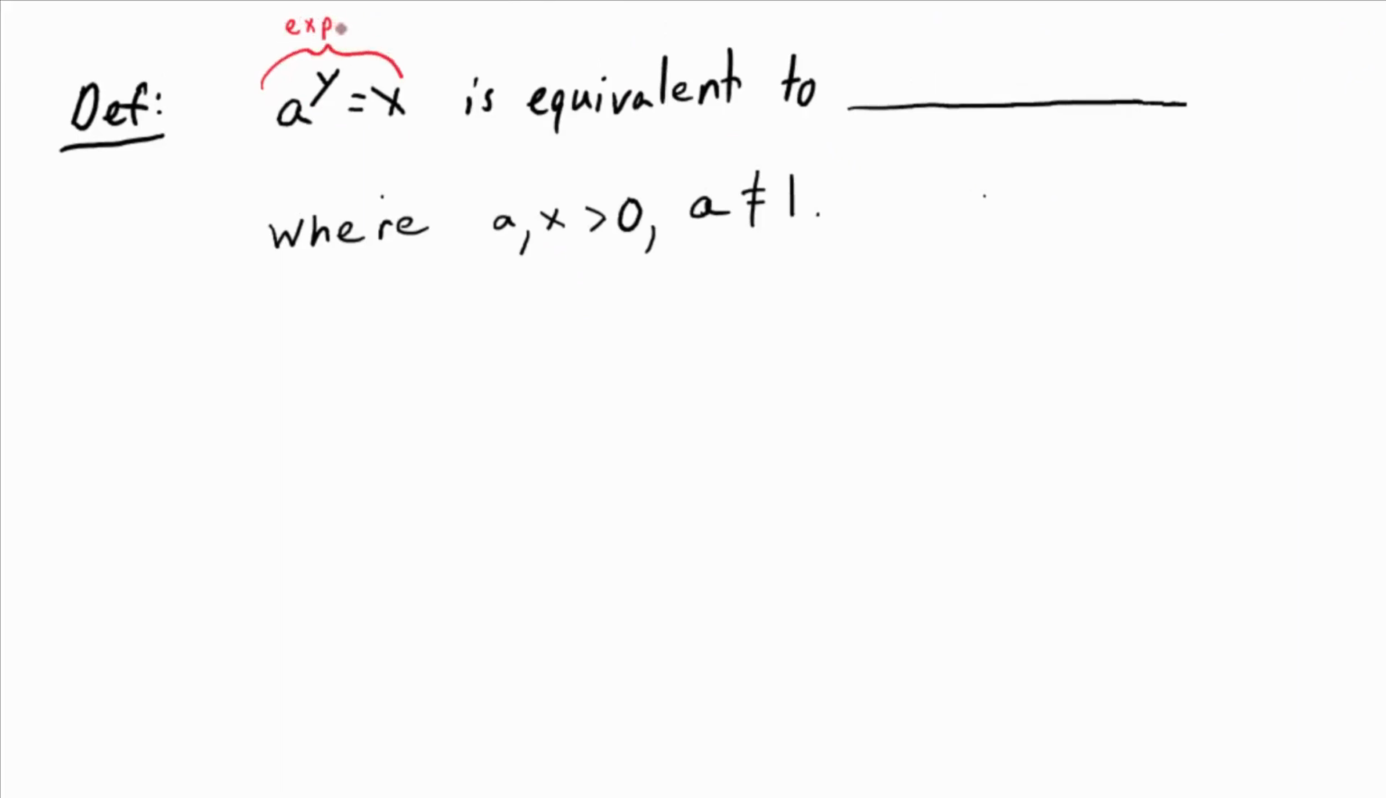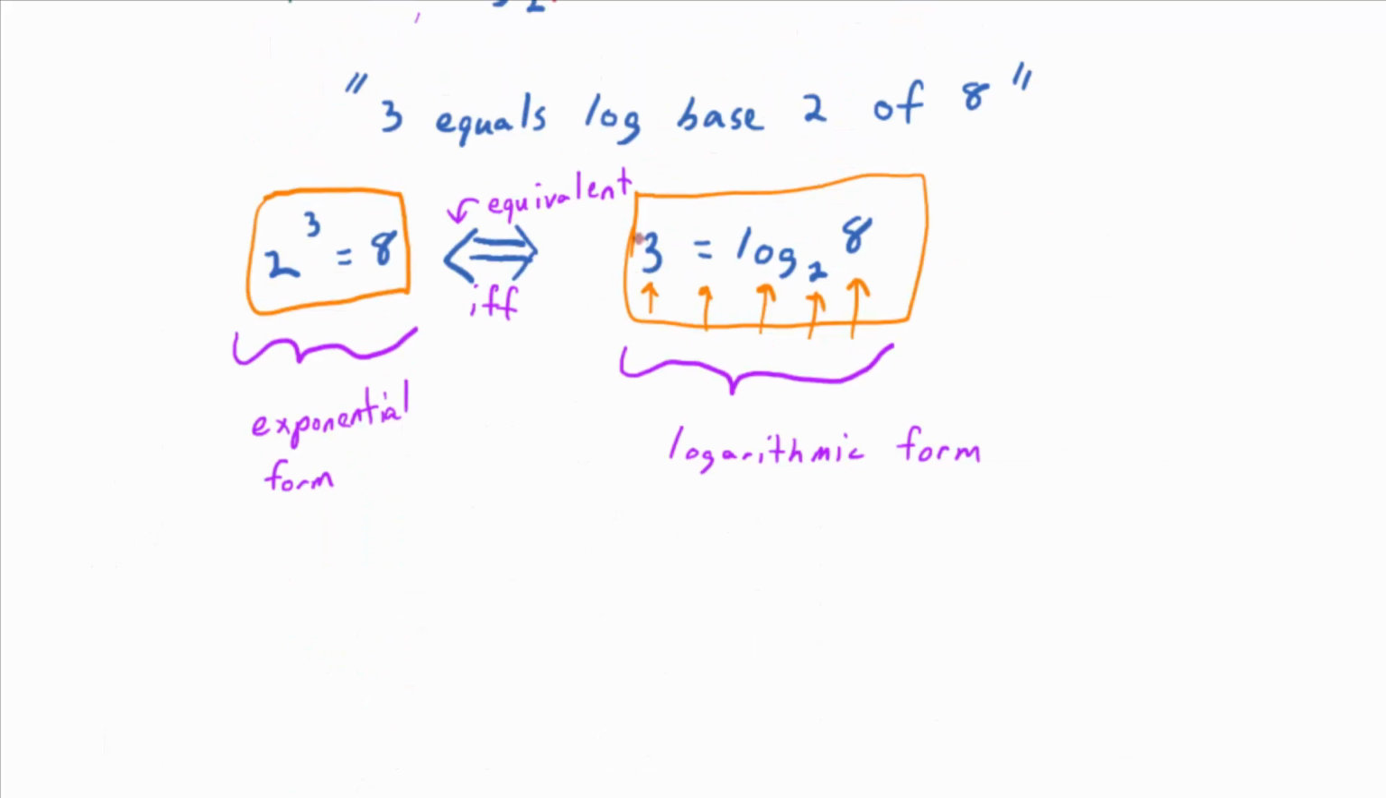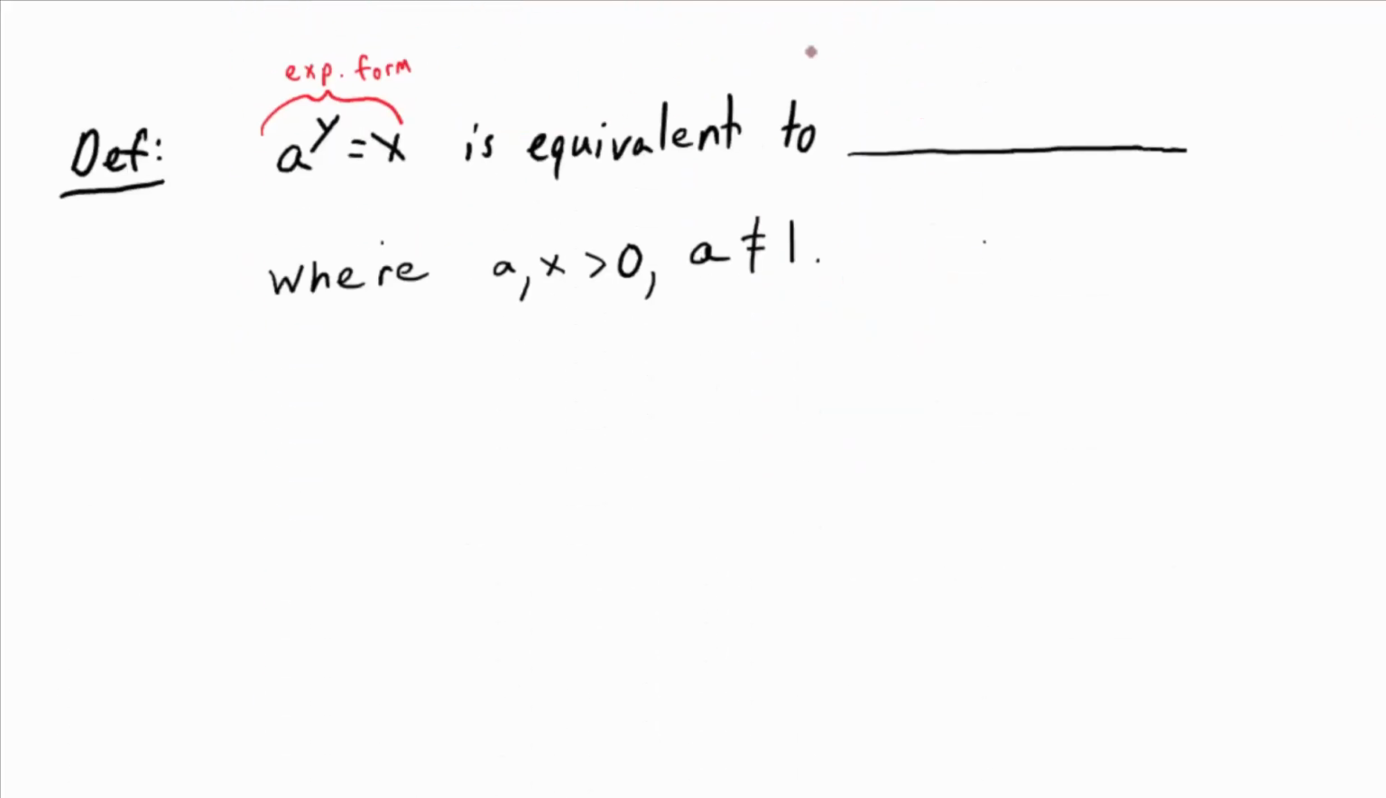It's a base a. A to the y equals x. Okay, let's see if we can do for this what we just did for 2 cubed equals 8. If you think about the 2 cubed equals 8 statement, what went by itself on one side when we turned it into log form? What went by itself? The exponent of 3. When you change it to logarithmic form, the exponent goes by itself.